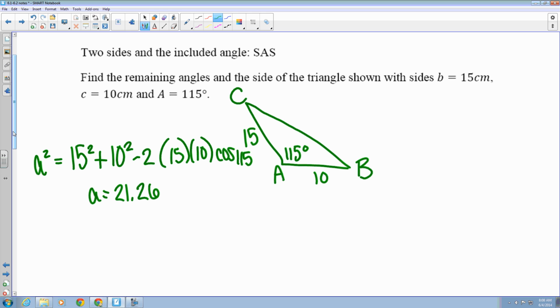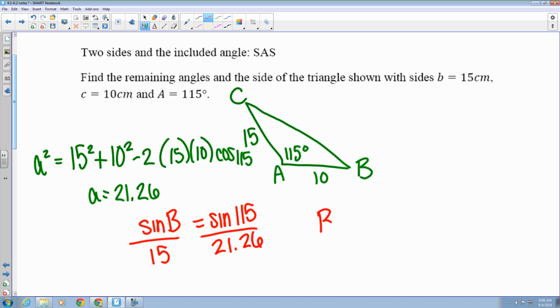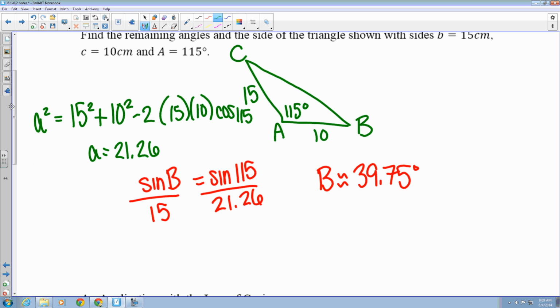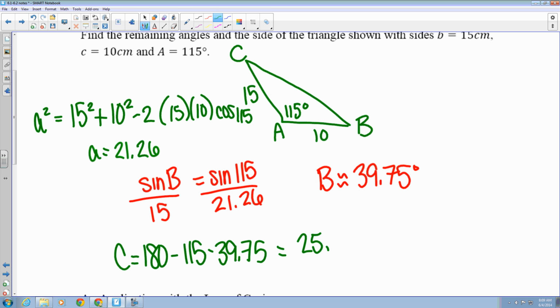And now that we have side A, we have a completed pair, and I would use law of sines to find the next angle. So let's do angle B. Okay, doing the inverse, you'll end up finding that angle B is about 39.75 degrees. And we need to find the last angle, which is not too bad because we can subtract from 180 the other 2 that we know. Angle C is 25.25 degrees.